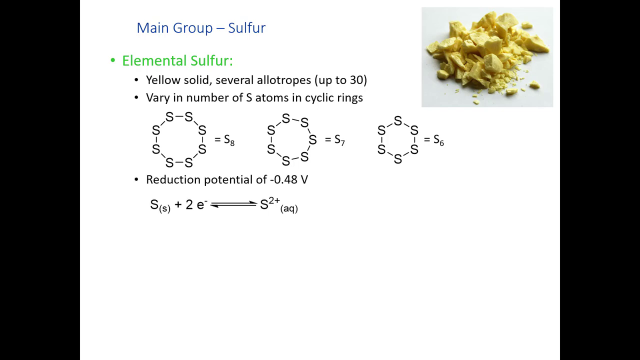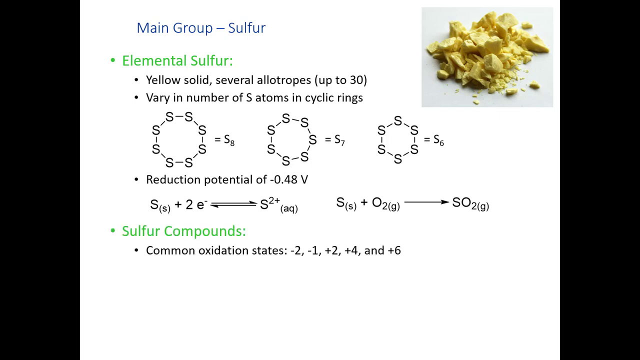Based on the reduction potential, you can see that sulfur is much more reducing than oxygen, and as such can react with oxygen to form sulfur dioxide. This reaction requires the input of a large amount of energy, even though it's exothermic, so elemental sulfur is stable in air under normal circumstances. Common oxidation states for sulfur include -2, -1, +2, +4, and +6, in comparison to oxygen, which is mostly -2.